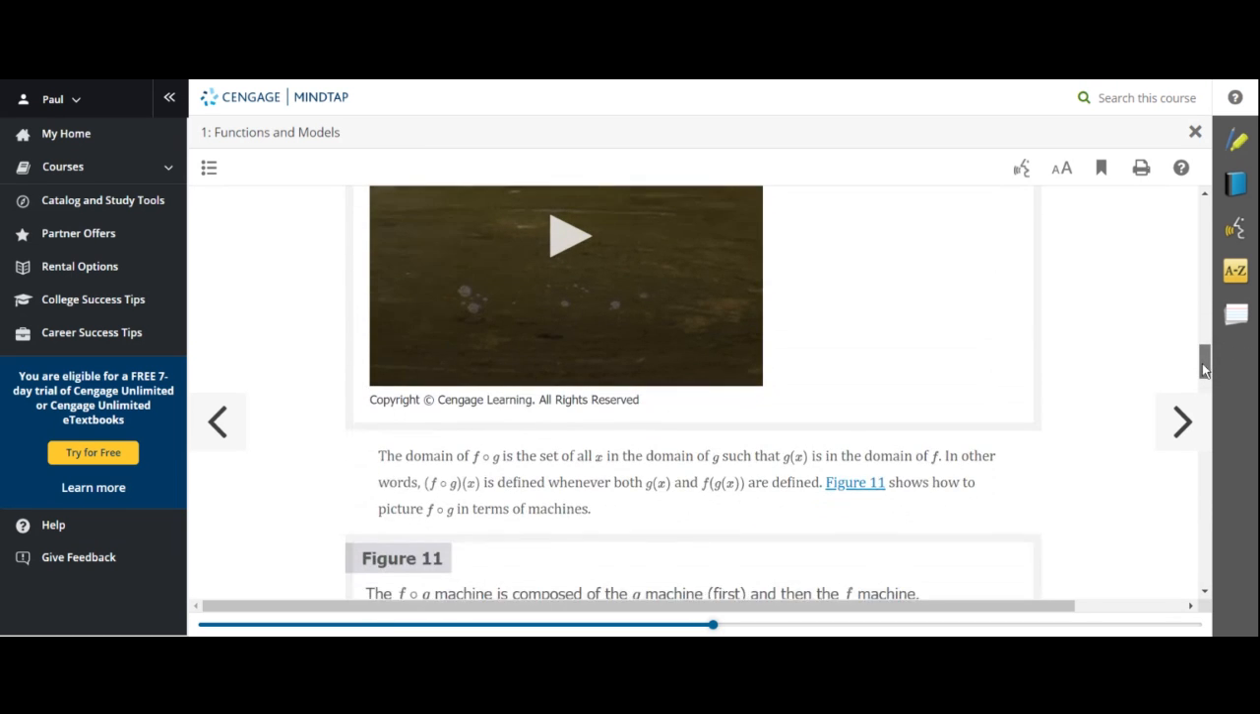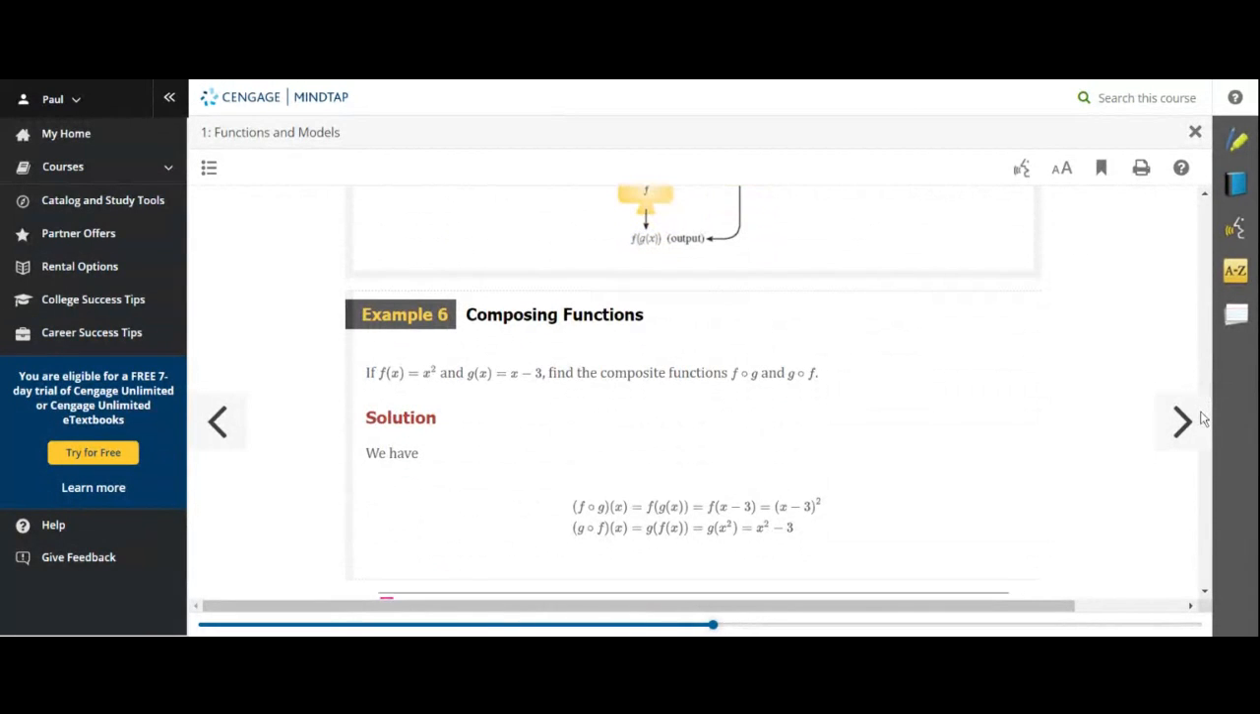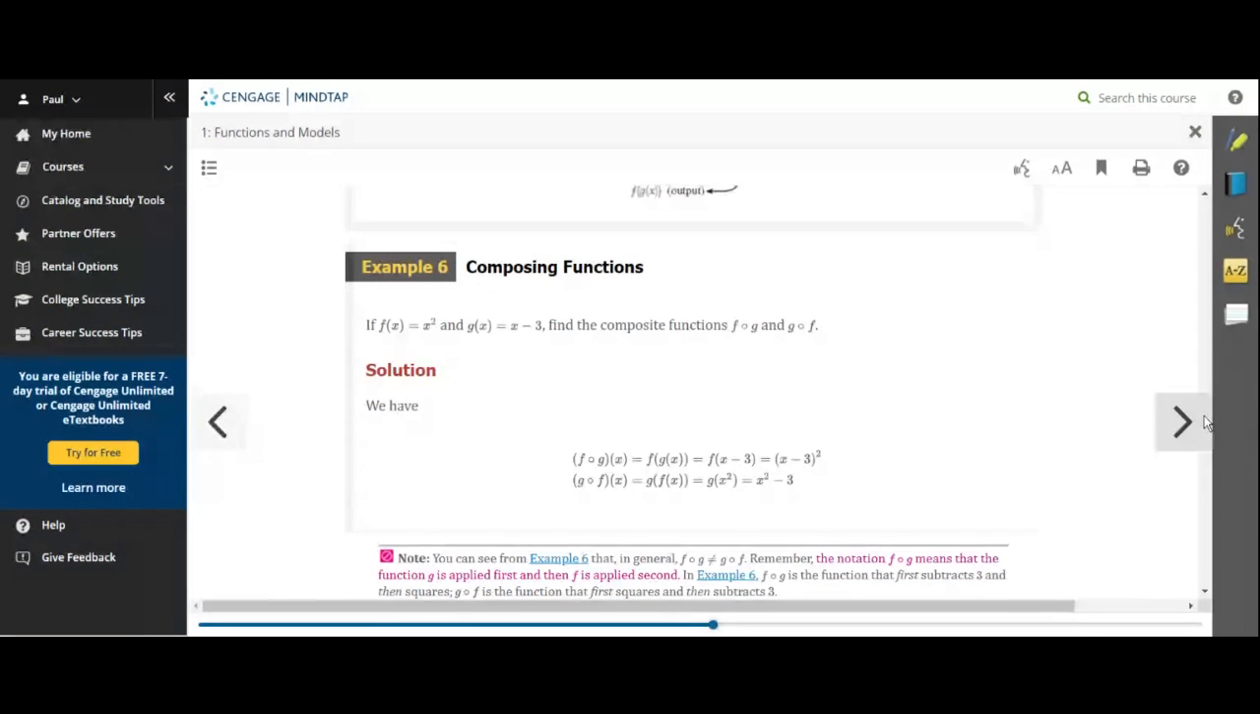So composing functions, I think it's easiest just to look at an example. Example 6 says, suppose you have a function f of x equals x squared and g of x equals x minus 3. You have these two functions, and you want the composition of f and g, and the composition of g and f. This is example 6 from section 1.3.